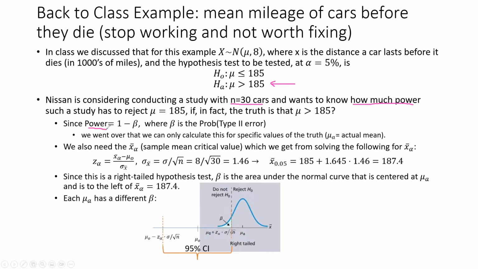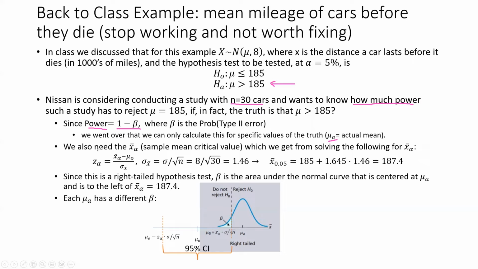We're going to say, okay, well, the power is 1 minus beta. So we talked about that already in class. And beta is just the probability of a type 2 error, which I just went over. And we went over that we can only calculate this for specific values of truth. So in the last example I just showed you and reminded you of, we went over it with 188,000 miles in class. And I'll go over that now in a second.